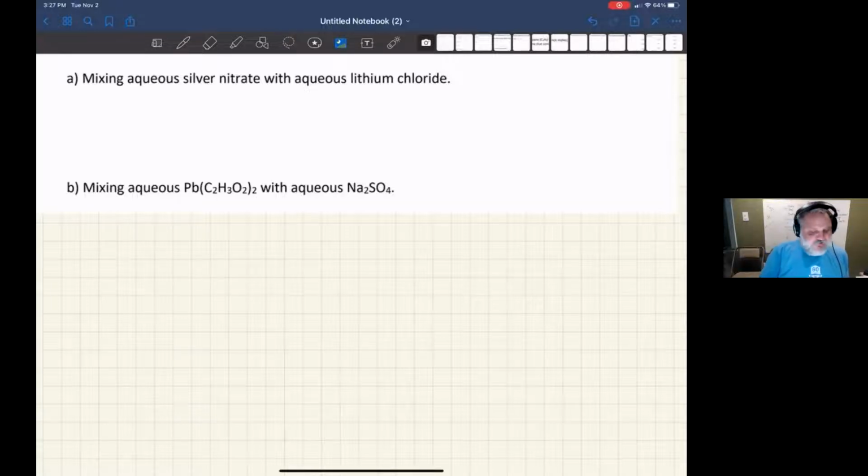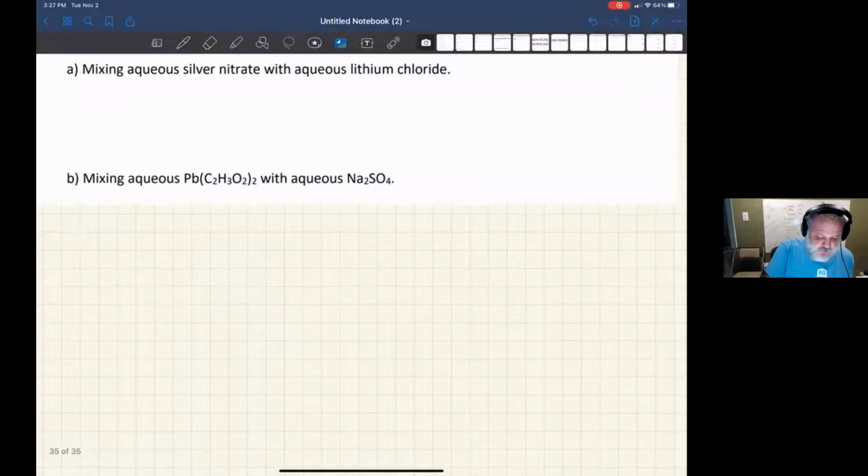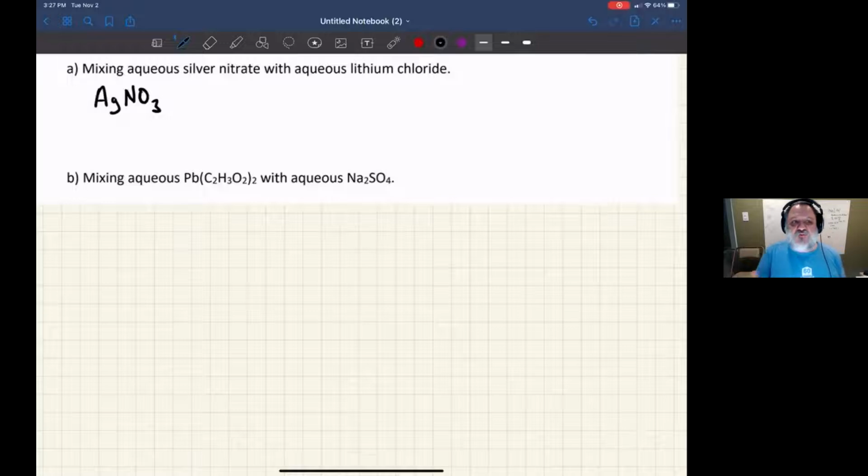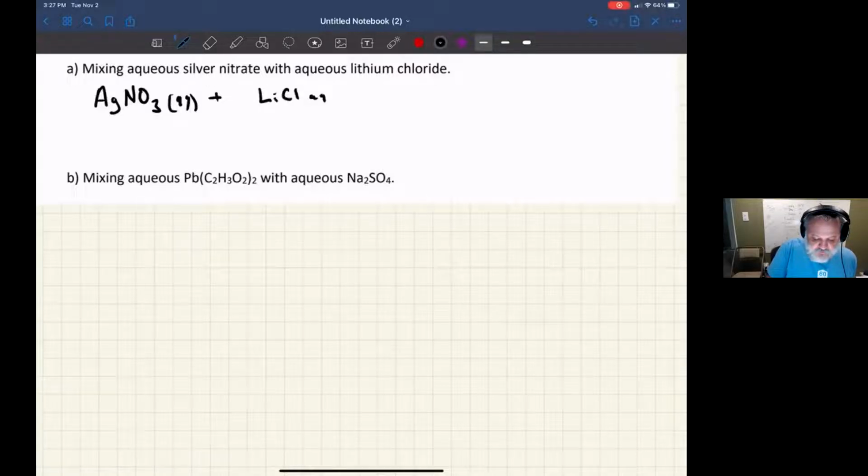So in order to figure this out, you have to be able to write down silver nitrate. We're not going to spend a lot of time talking about how to write this formula down, but if you got it right, you should come up with AgNO3. And since it's aqueous, the state would be aq. And it's going to be aqueous lithium chloride, so you should also be able to write LiCl.